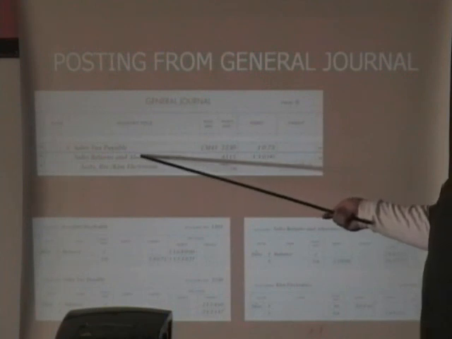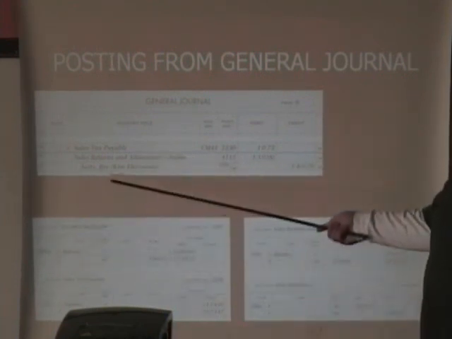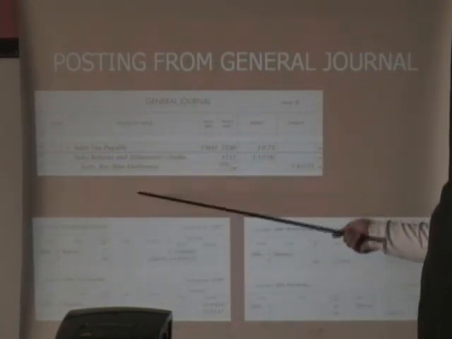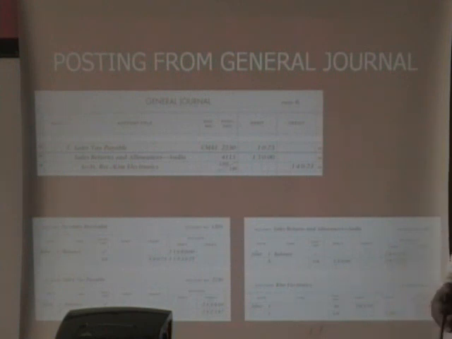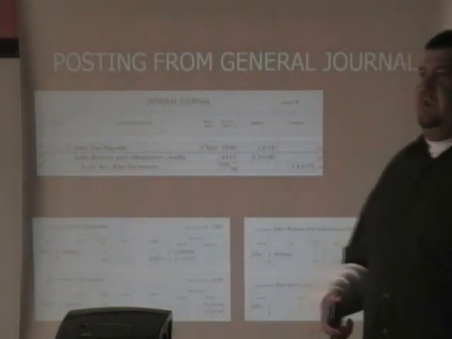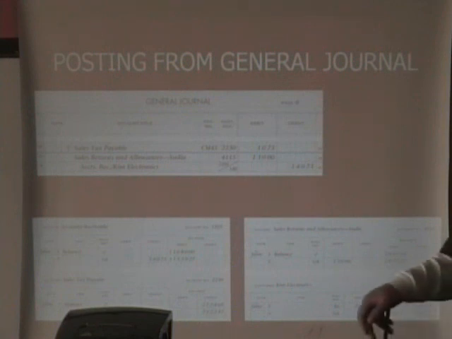Do the same thing for sales returns and allowances. Same thing for accounts receivable. Same thing for Kim Electronics. Alright? They do that for a reason, so we don't get messed up and forget things.